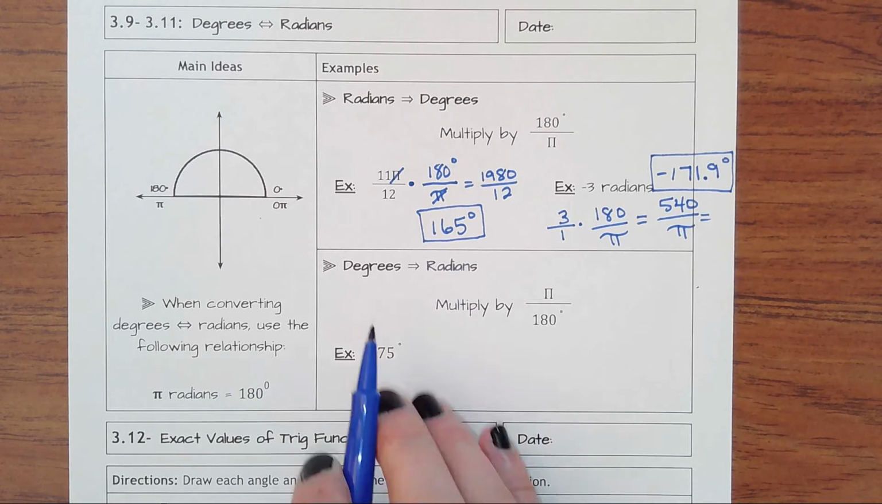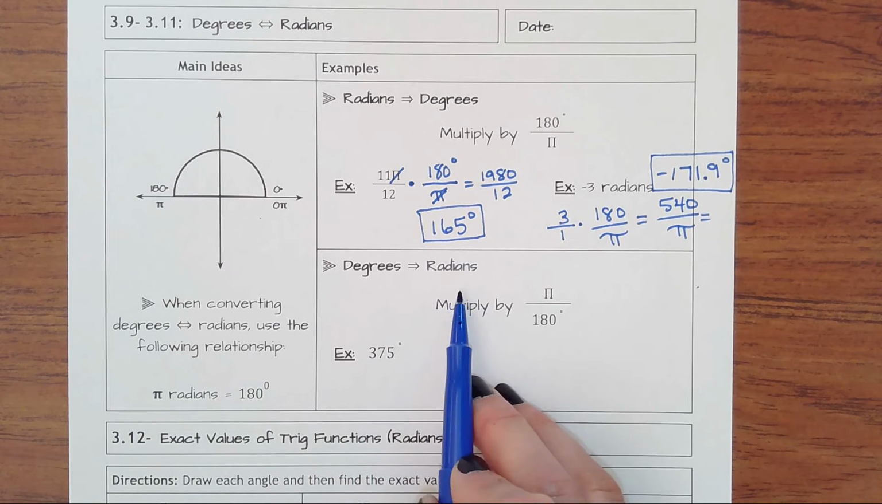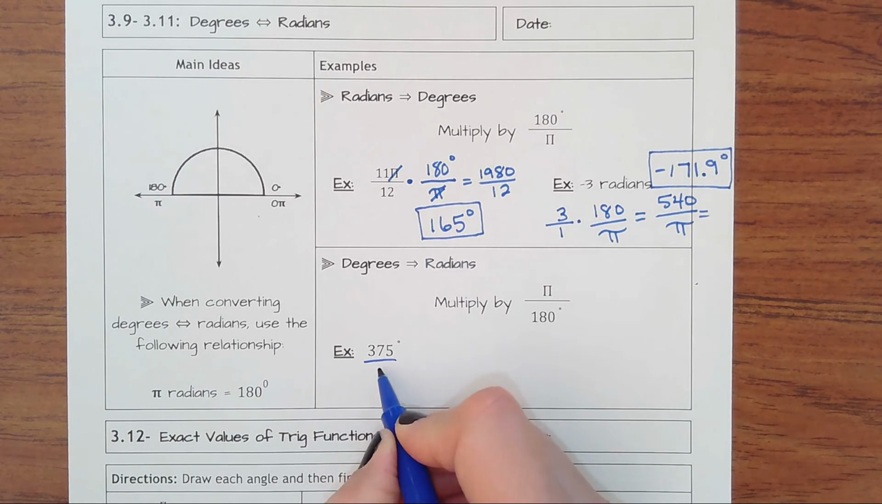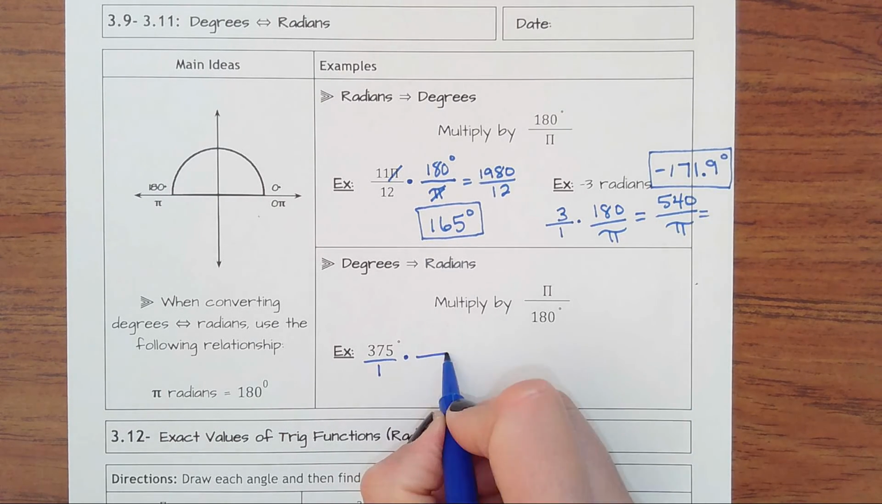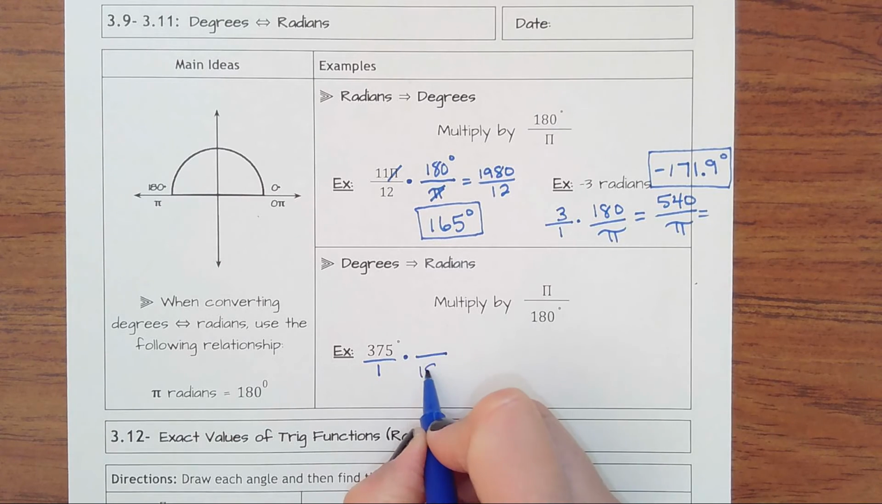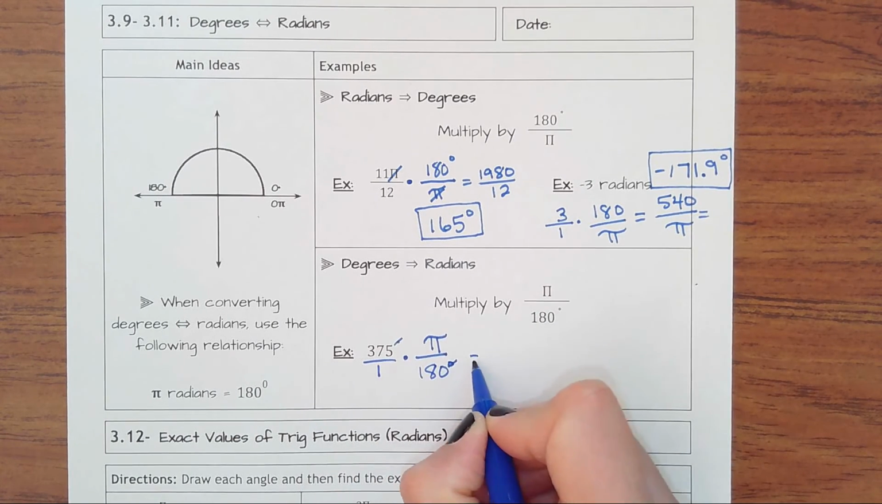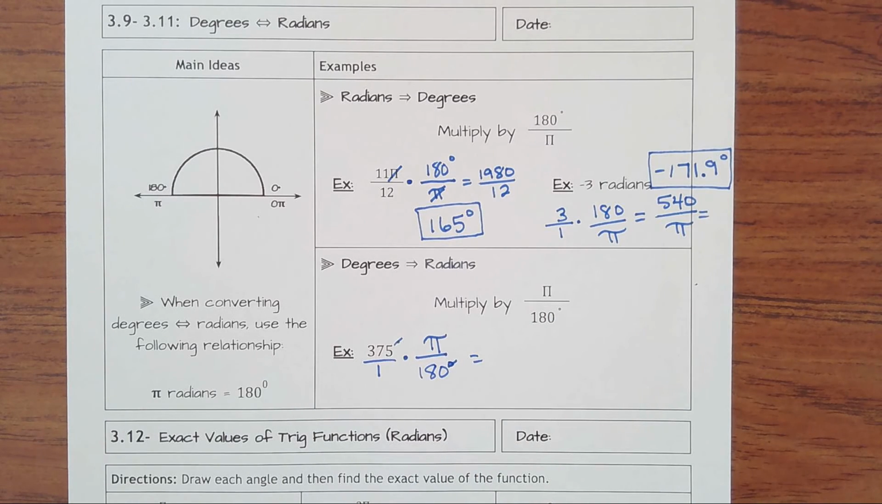Okay, the opposite of that is if we're starting with degrees and we want to turn it into radians, it's the same fraction, just flipped. So this would be like it's over 1. And then I would have my degrees be down here. Well, we said 180 degrees is the same thing as pi. Degrees cancel each other out, so we're taking 375.